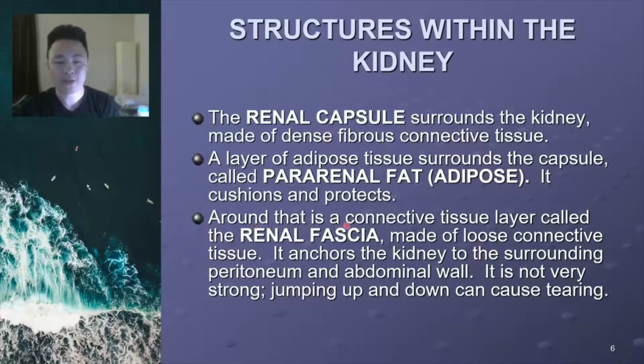Now, around that is a connective tissue layer called the renal fascia, which is made up of loose connective tissue. It anchors the kidneys to the surrounding peritoneum and the abdominal wall. It is not very strong though, and because it's not strong, a jumping up and down motion can result in tearing of the fascia.